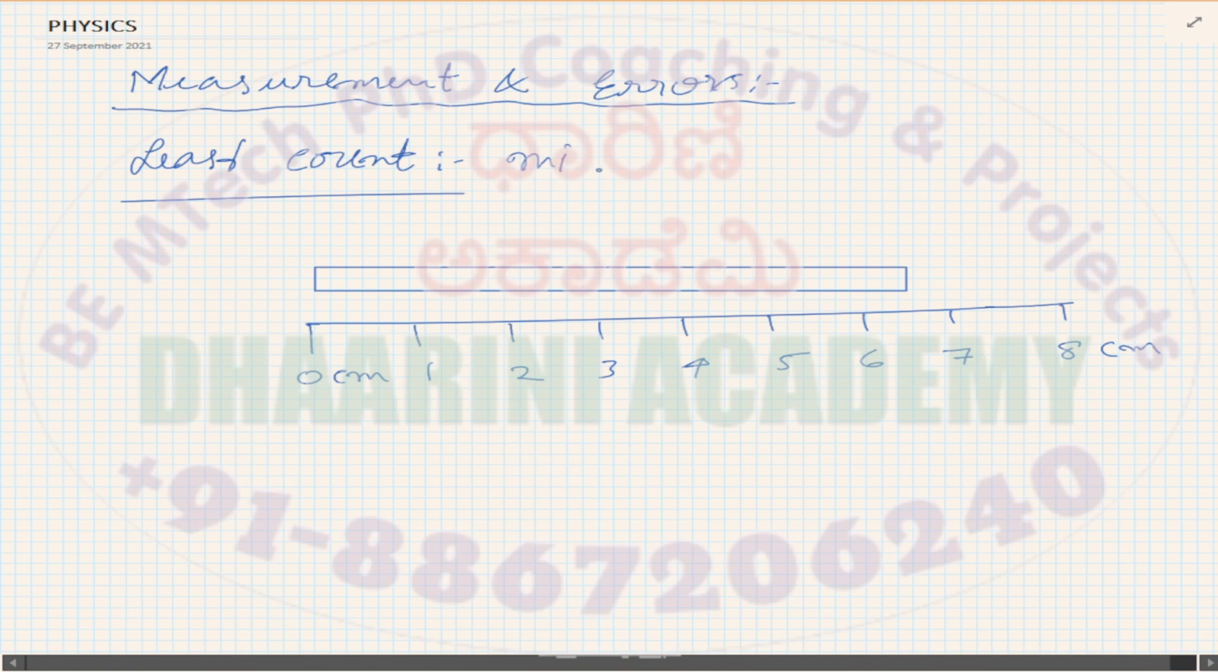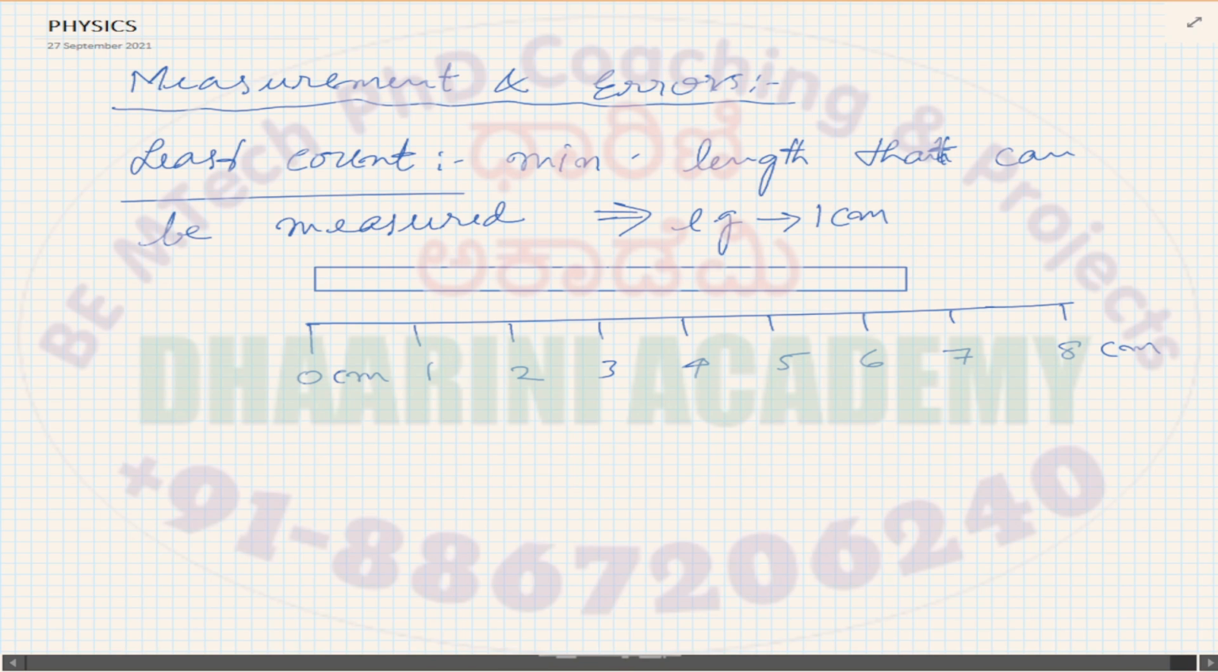This is the minimum length that can be measured. In this example, it is 1 centimeter. So what is the minimum length that you can measure exactly, without any mistakes?